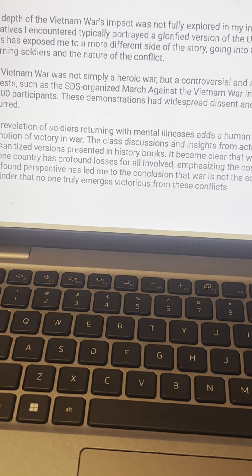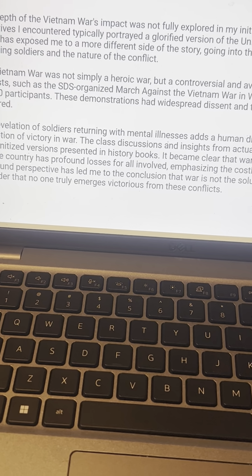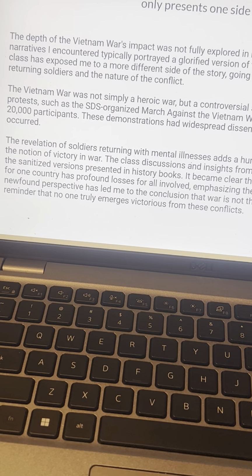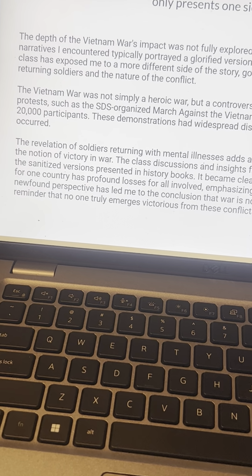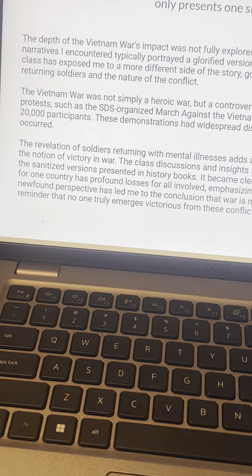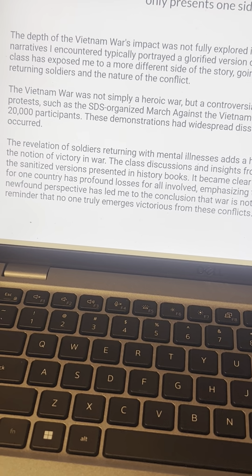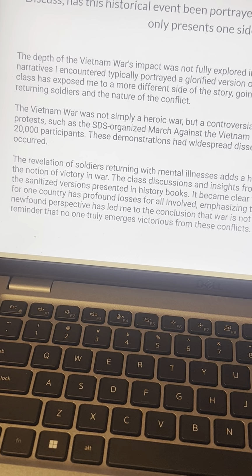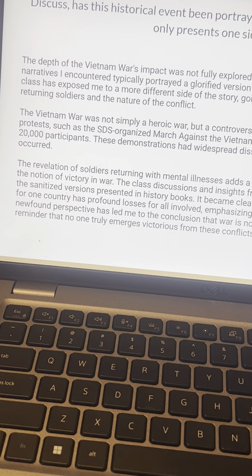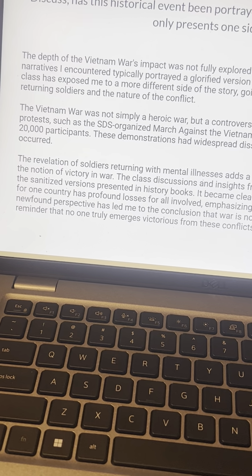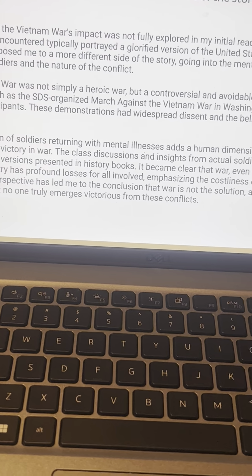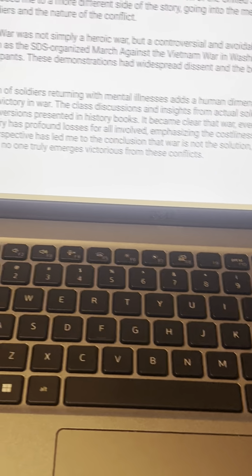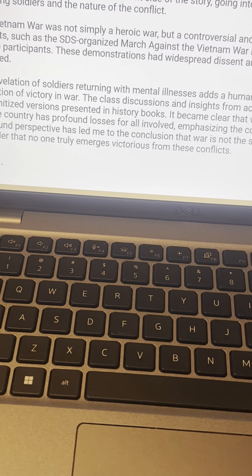So there are many people protesting this extremely controversial war, and even these anti-war protesters would set up little escapes and underground railroads that would help people who didn't want to be in this war escape to Canada, places like that, just to get away so they don't have to participate in a war they didn't believe in. The revelation of soldiers returning with mental illnesses adds a human dimension to this narrative, challenging the notion of victory in war.